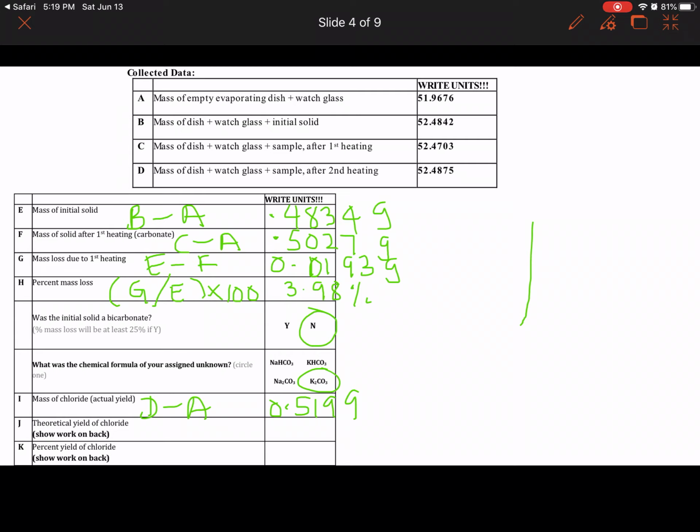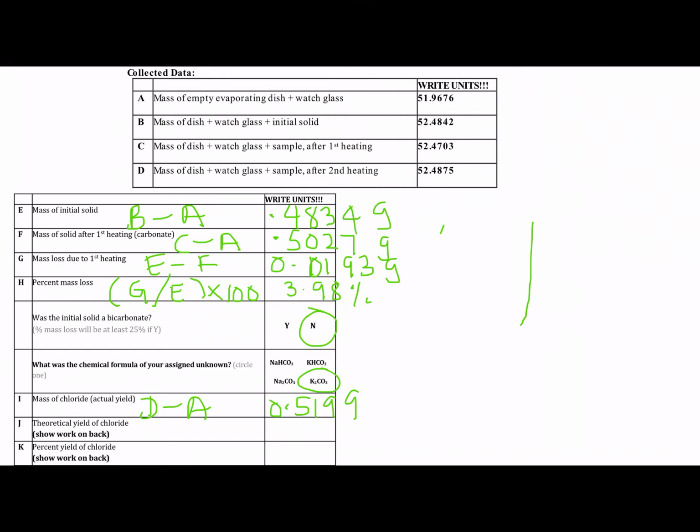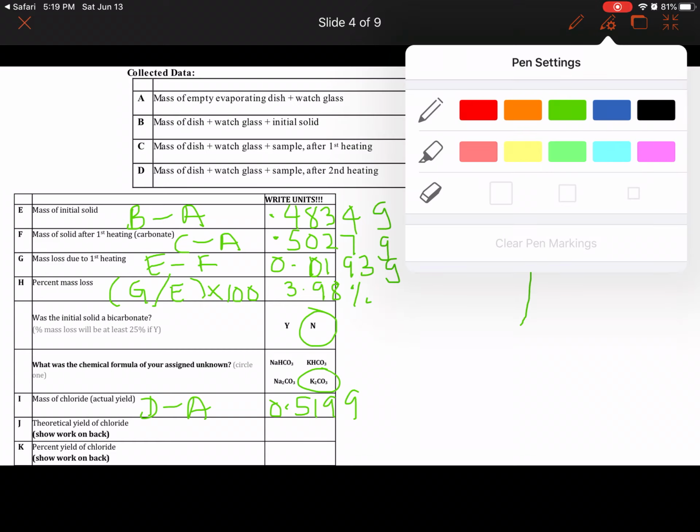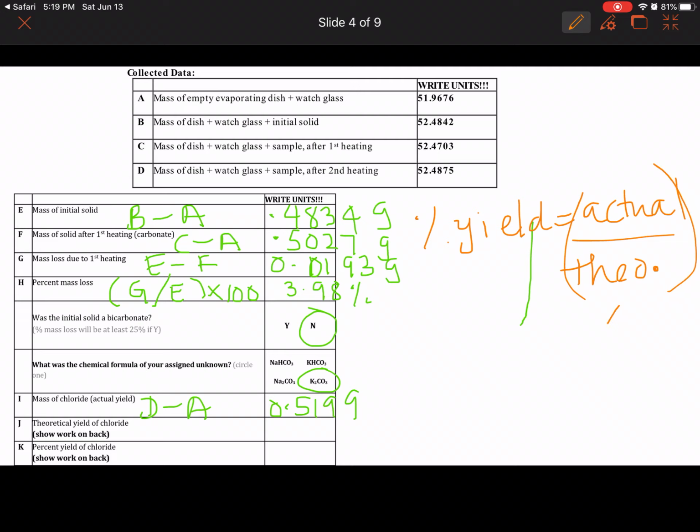Okay, so now I just showed you how to calculate the theoretical yield of the chloride. Okay, for your J, and then the percent yield. How do you calculate the percent yield? You guys know what the percent yield is, right? It's the actual yield over theoretical yield. Percent yield is going to be actual yield over theoretical yield, and you multiply that by 100%.